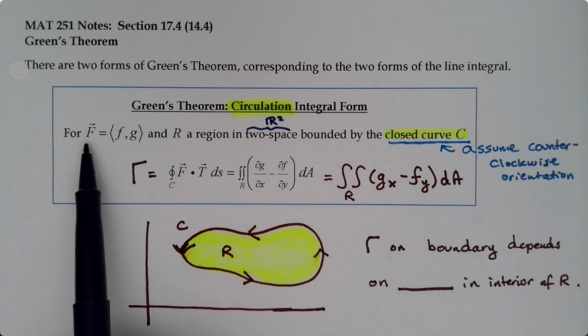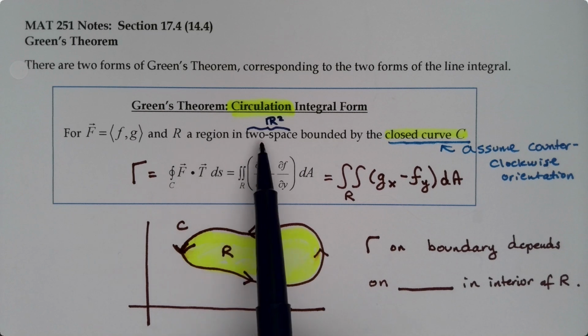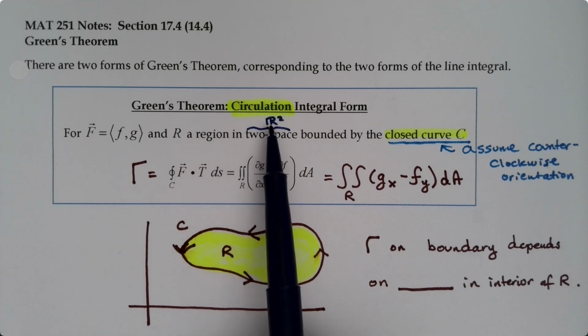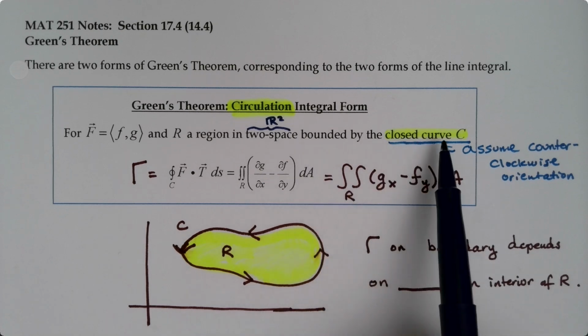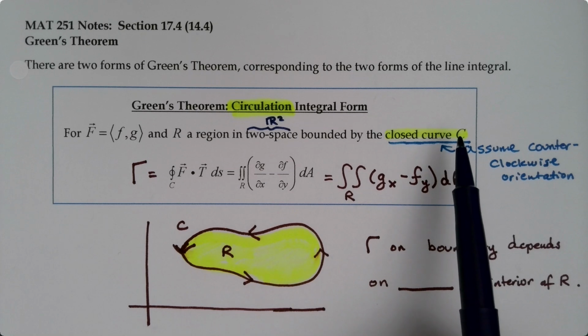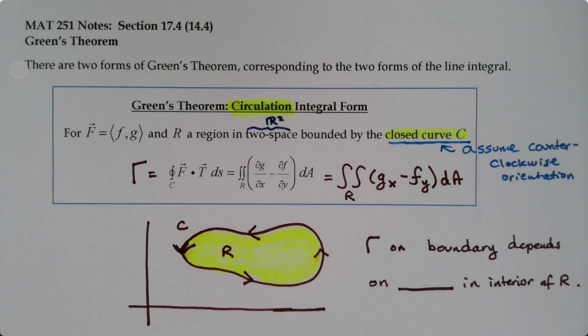So we have a vector field F, which is f comma g, and R is some region in 2 space, 2 space, of course, being the real numbers squared. Right, the normal x and y axis that you think of. And it's bounded by a closed curve C. Okay, and we are always going to assume counterclockwise motion. That's just how it is set up.